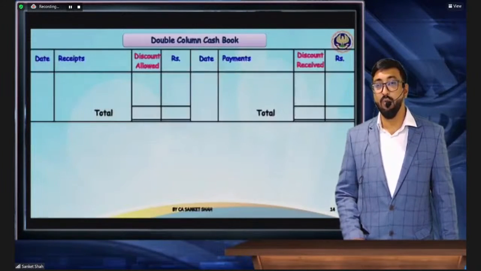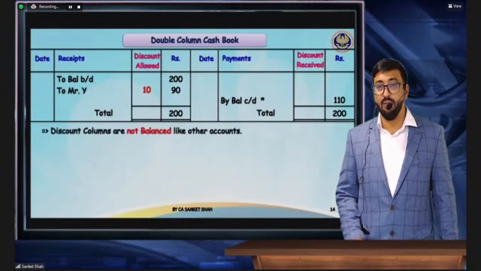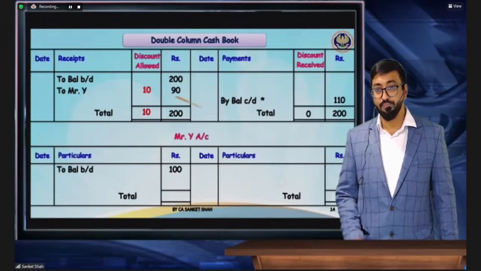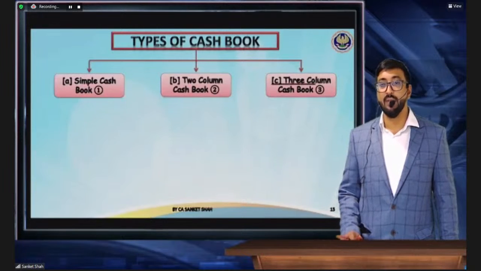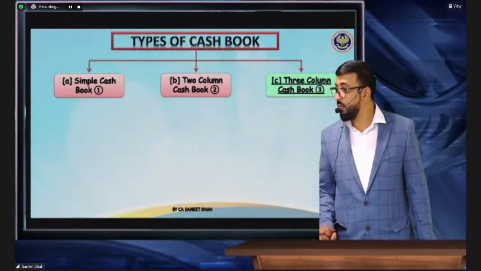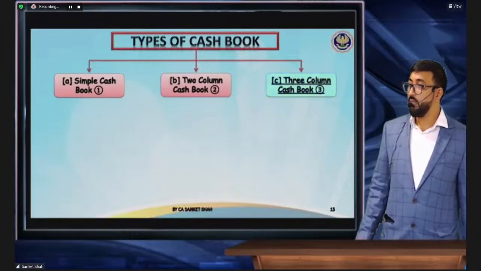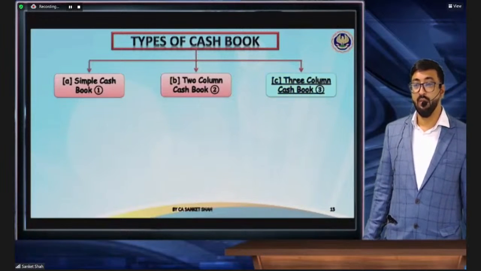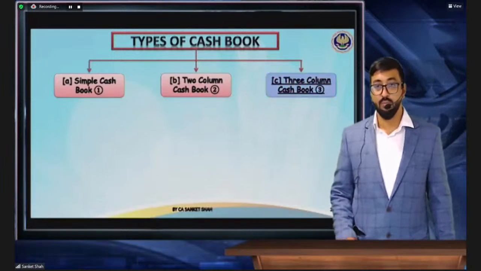Discount allowed column, you understood it now, it's very simple. So we will now see what is a 3-column cash book. So what is a 3-column cash book? Okay, 3-column cash book.